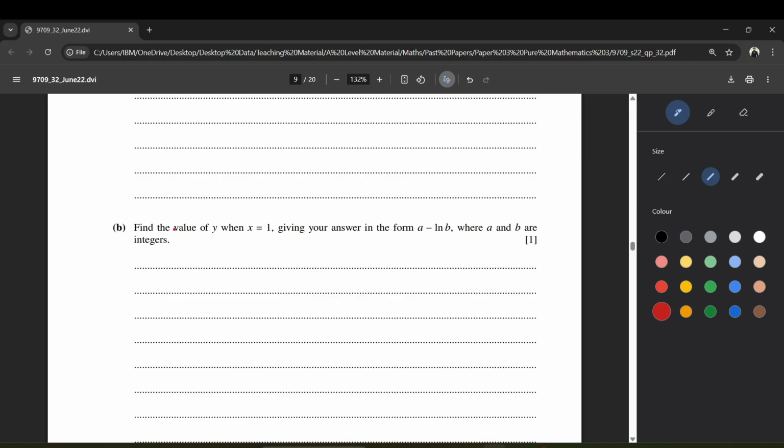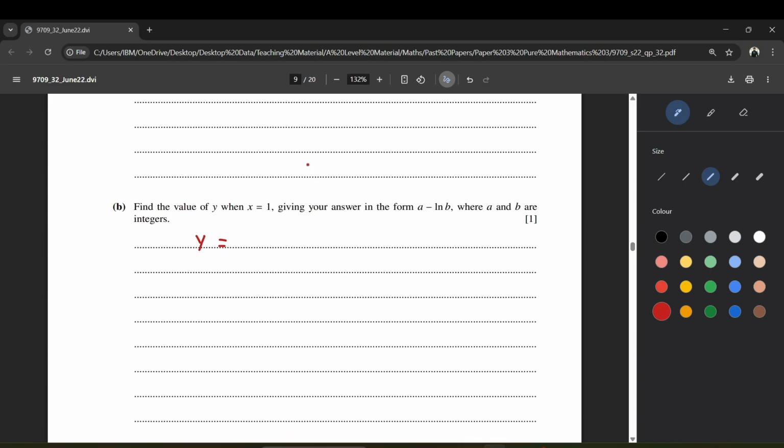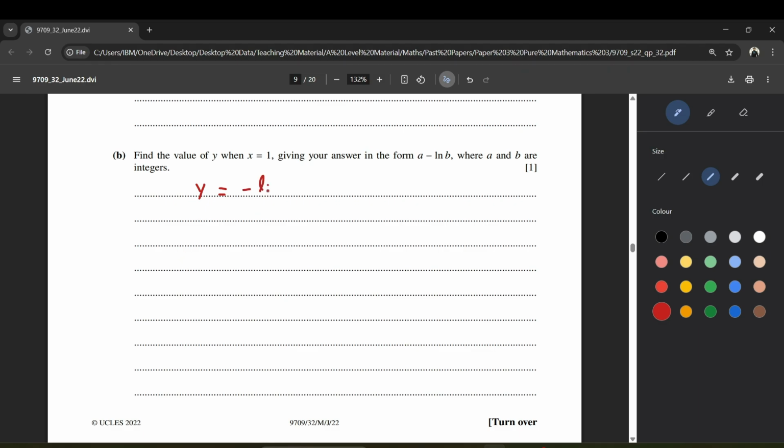Okay, part B is find the value of y when x is equal to 1, giving your answer in the form a minus ln b. We just found that y is equal to minus ln of e to the power minus x plus 1. It says substitute x is equal to 1. So minus ln of e to the power minus 1 times 1 plus 1. That will be ln of 2 times e to the power minus 1.